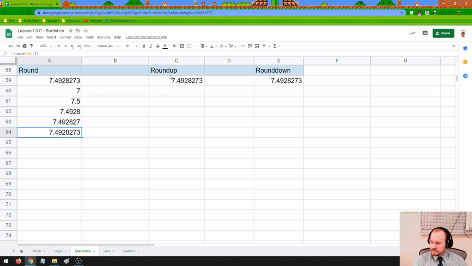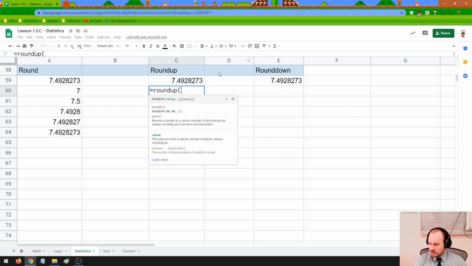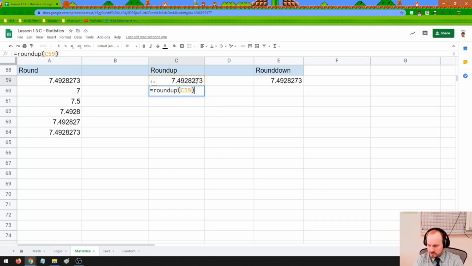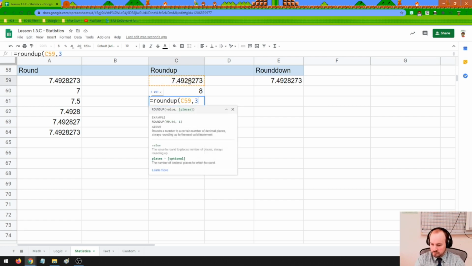All right, let's take a look at round up. We're going to do the same idea: round up, parentheses, this value, and close it. Round up moved it up to 8, because remember, it always takes the number and then goes 1 higher. And what we can do with round up, parentheses, this value, is go a certain number of decimal places as well. So we can do this.